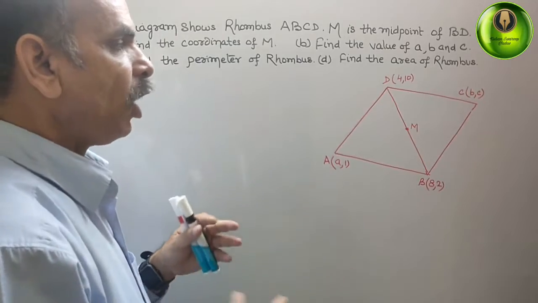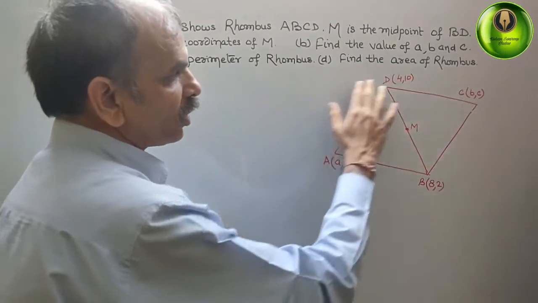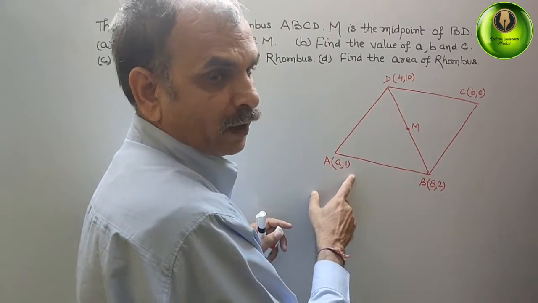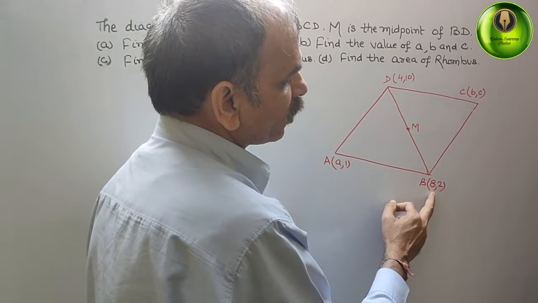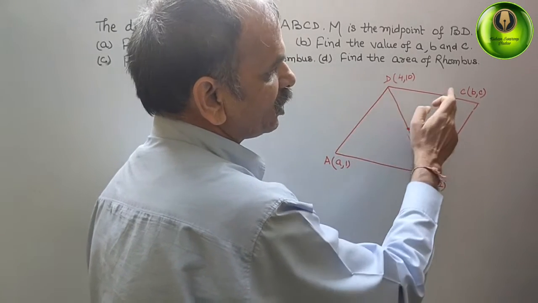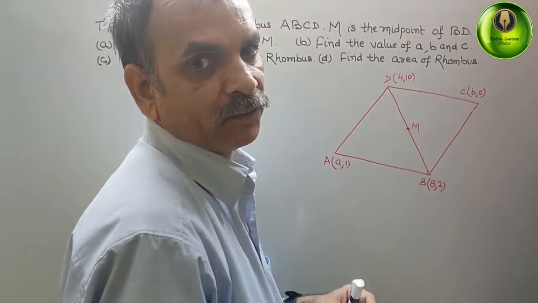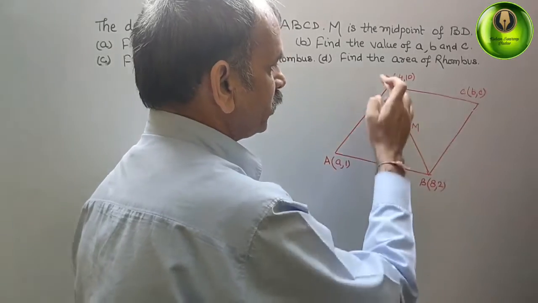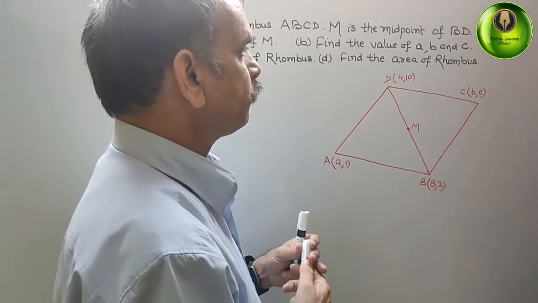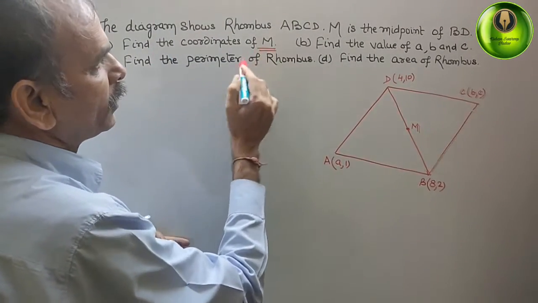So how will we find out? See this, this is your rhombus. They have given A as (a, 1), B is (8, 2), D is (4, 10), C is (b, c), and M is here, that is the midpoint of BD. So first they have told you to find the coordinates of M.